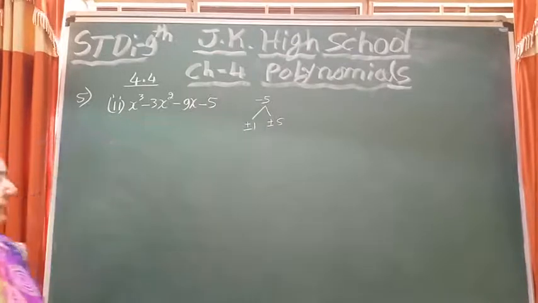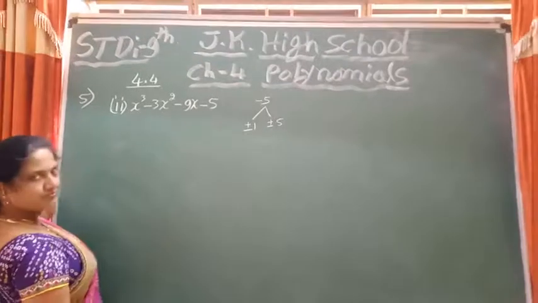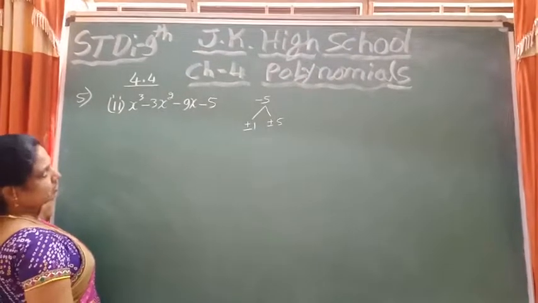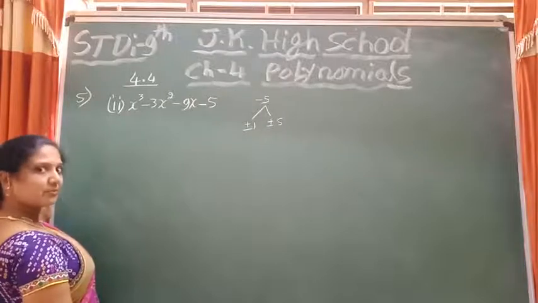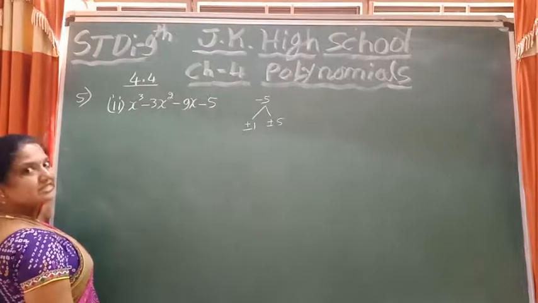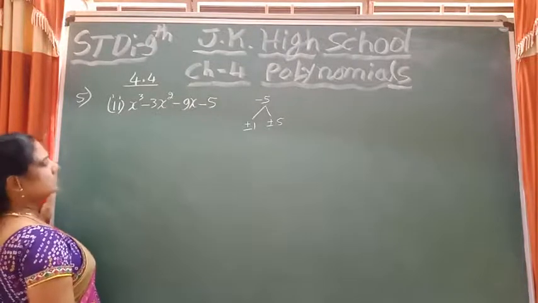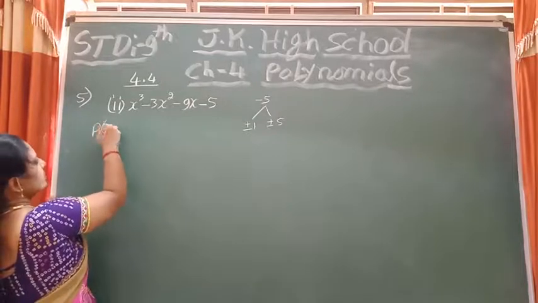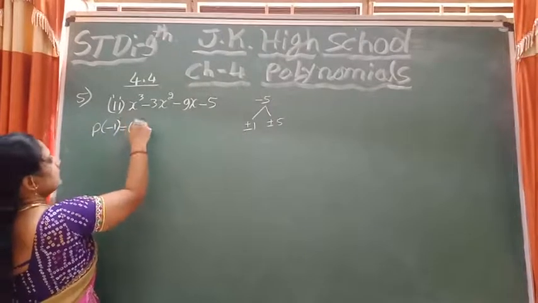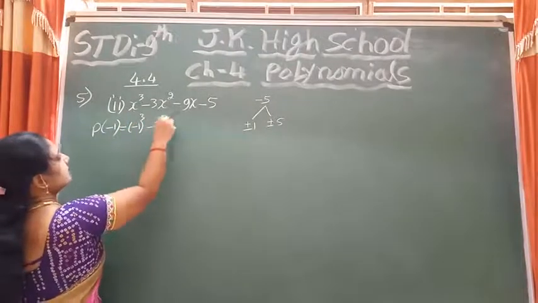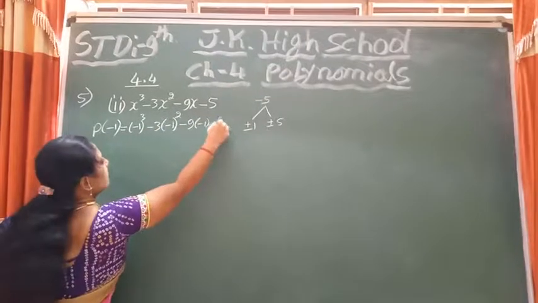But this polynomial, you observe, contains 3 minus signs. So if I apply a plus sign now, maybe with all 3 minus I am not going to get a 0. So first I'll check for minus 1, because by seeing the sign I changed. Plus 1 I am not checking, minus 1 I am checking. For this polynomial now, minus 1 I will apply. Whether minus 1 is a factor of this or not, I will check. So, minus 1 whole cube, minus 3 into minus 1 whole square, minus 9 into minus 1, minus 5.